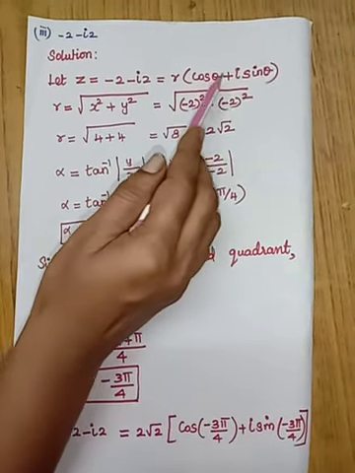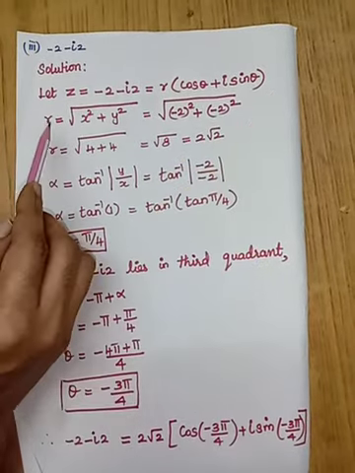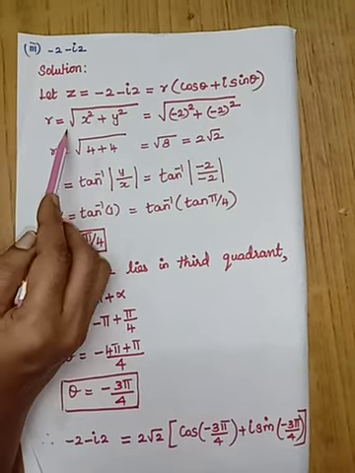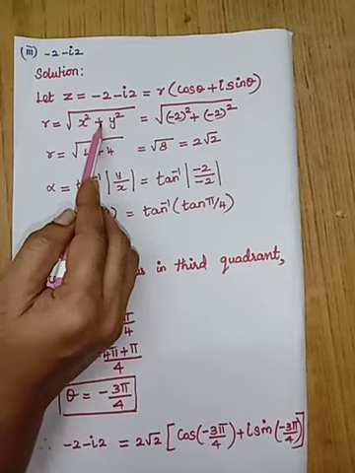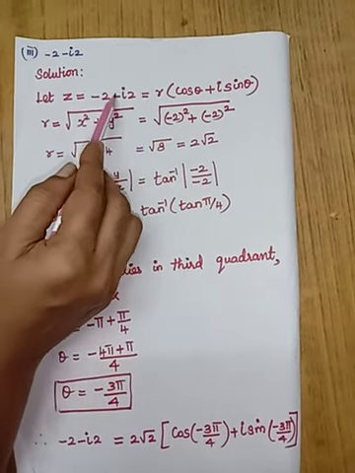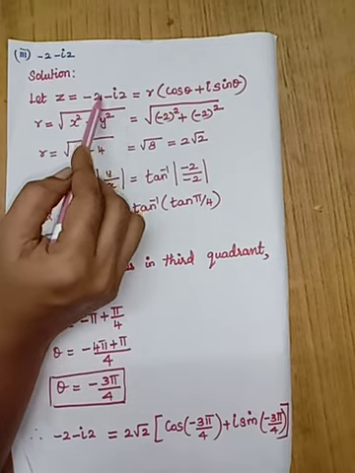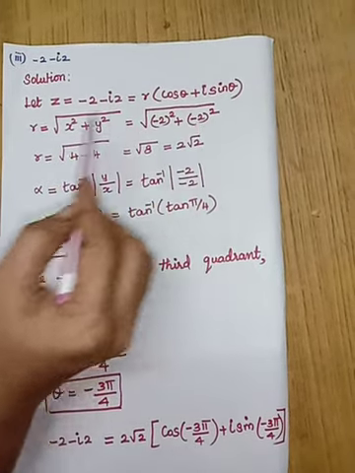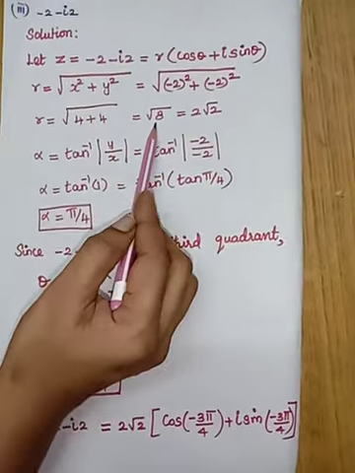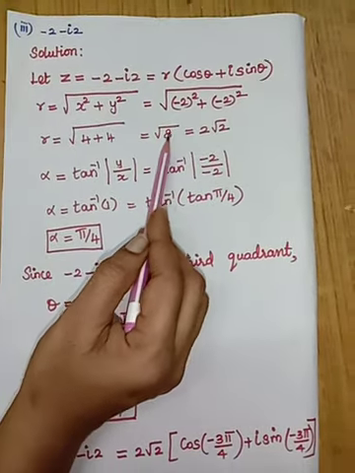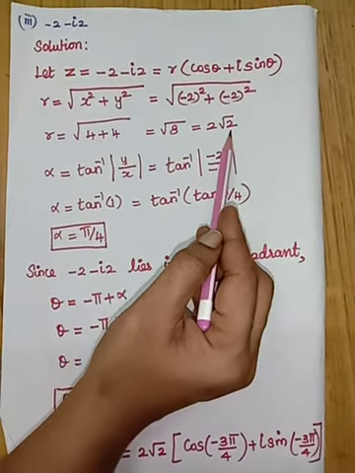So R into cos theta plus i sin theta. So R, what is the formula? Square root of the real part the whole squared plus the imaginary part the whole squared. What is the real part here? It is minus 2, the whole squared. What is the imaginary part? It is minus 2. So 4 plus 4, that is equal to 8. 8 written within the square root will be 2 root 2.